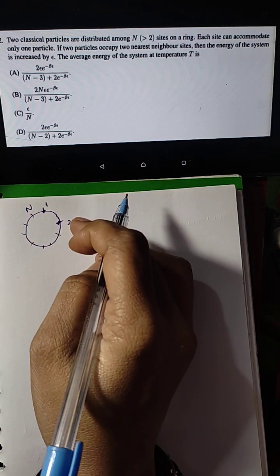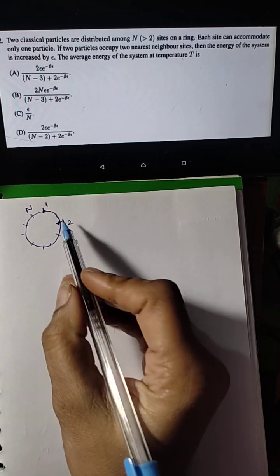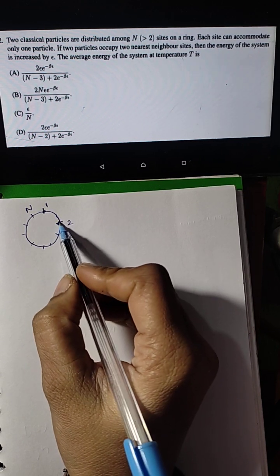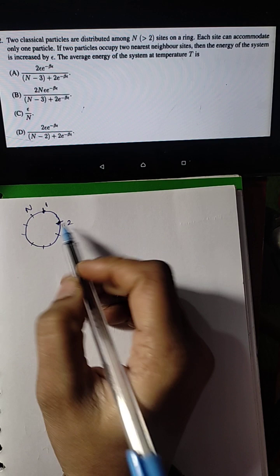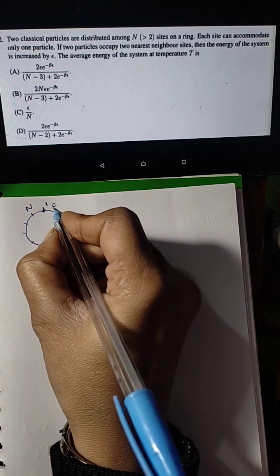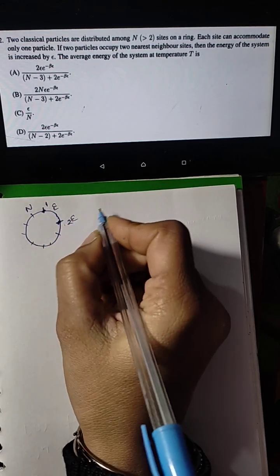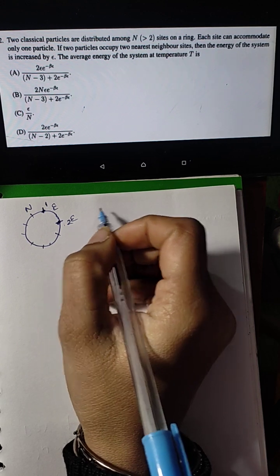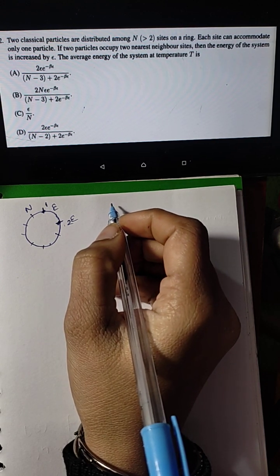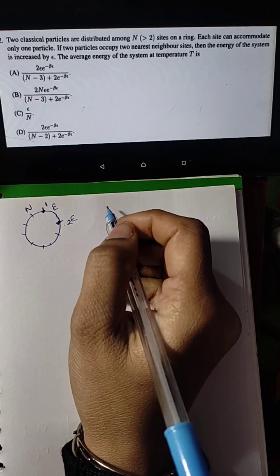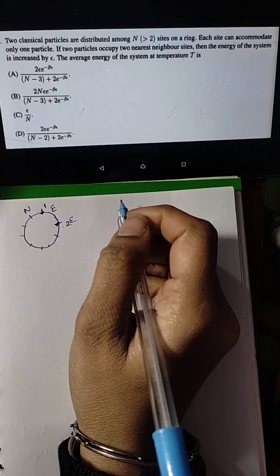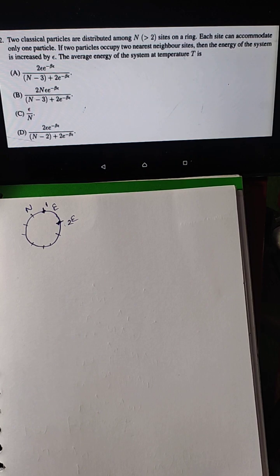If two particles occupy two nearest neighbor sites, so these are neighboring sites, then the energy of the system is increased by epsilon. So this is increased by E and this is increased by E. The average energy of the system, we have to calculate.